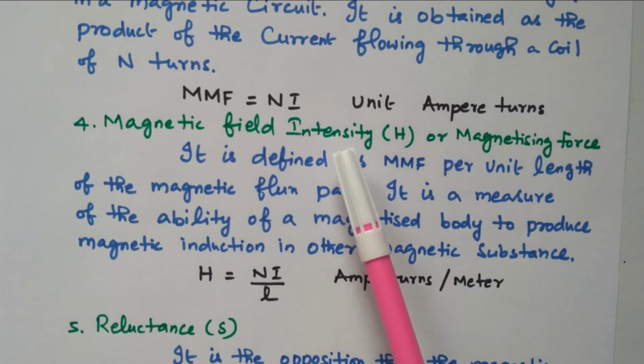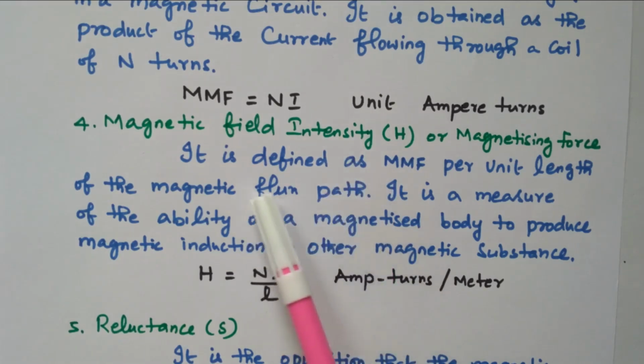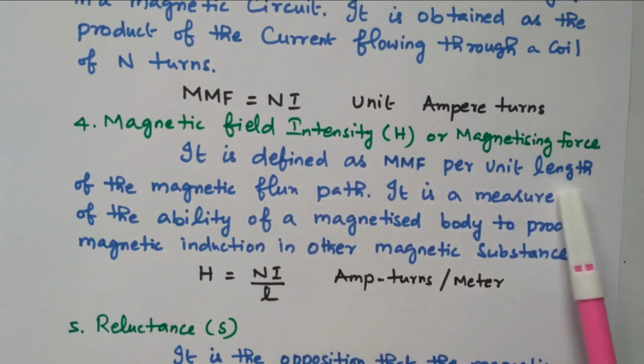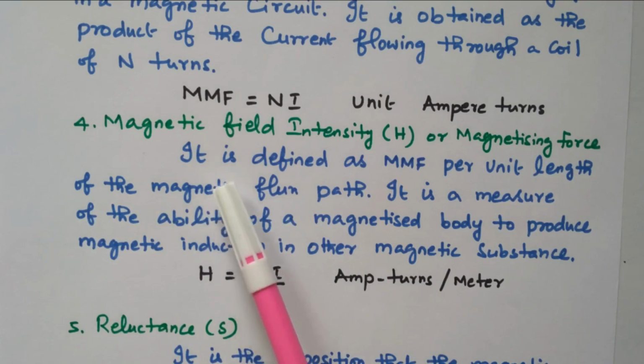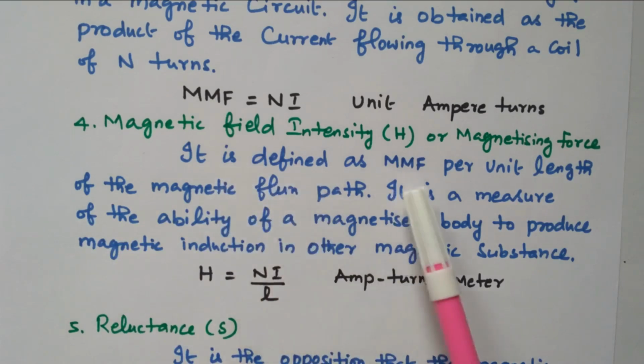So already we discussed density, here intensity. It is defined as mmf per unit length. Here we are dividing by the length of the magnetic flux path. So the magnetic field intensity is nothing but mmf per unit length of the magnetic flux path, that is Ni divided by L. The unit is ampere turns per meter, and the symbol is H.